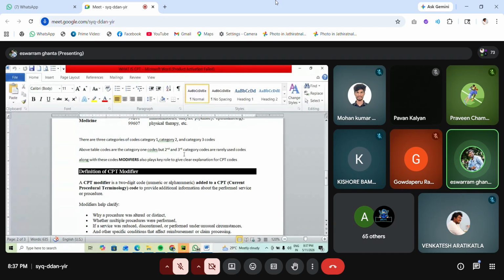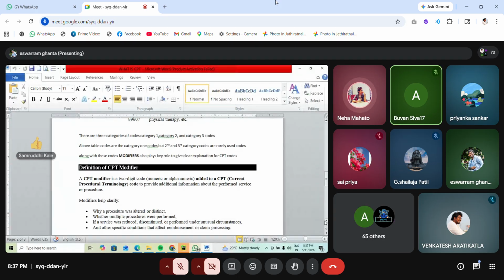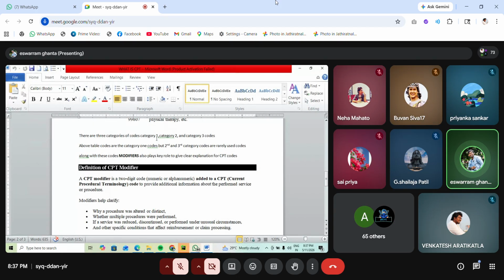Did you understand? Everyone following my class? Yes. Okay, so the above codes, what are the above codes? Category 1 or category 2? Category 1. Category 2 and category 3 codes we are not using currently. These are client based codes. The category 3 codes are not yet confirmed procedure codes. We are following only category 1 codes, and you can remember only category 1.